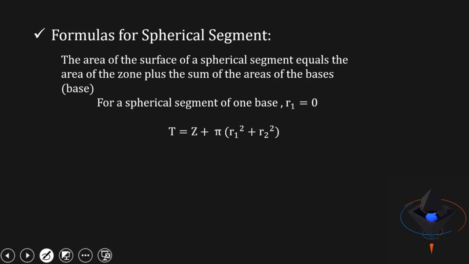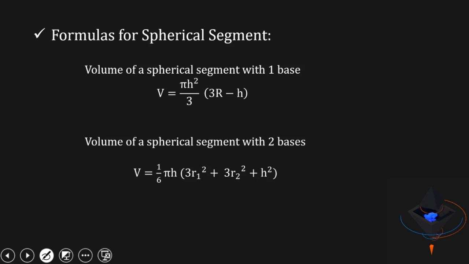For a spherical segment of one base, R1 is equal to 0, and T would be equal to Z plus pi multiplied by the quantity of R1 squared plus R2 squared. So the volume of a spherical segment with one base would be equal to pi h squared over 3 times the quantity of 3r minus h. And the volume of a spherical segment with two bases would be 1/6 pi h multiplied by the quantity of 3r1 squared plus 3r2 squared plus h squared.